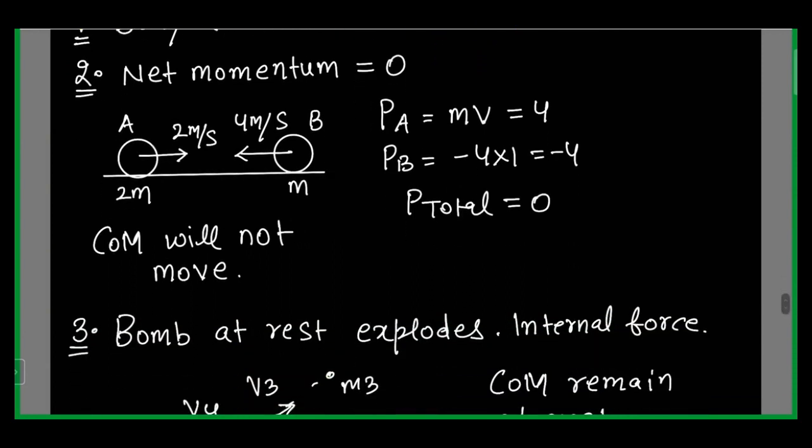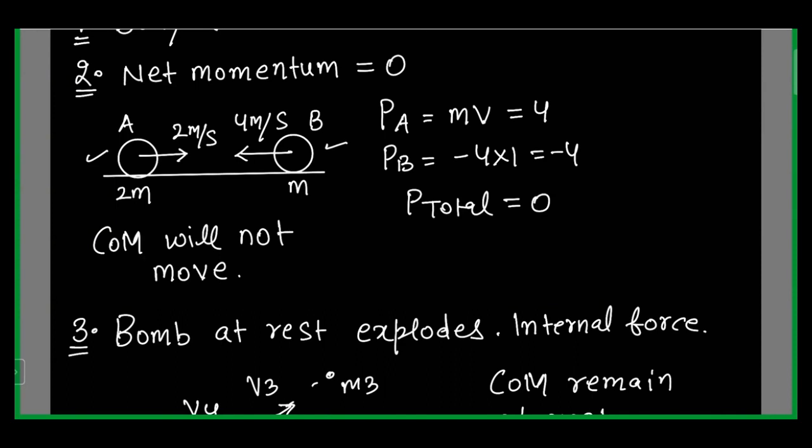The second part is there are two bodies, one is body A and another is body B. Body A has a mass of 2m and body B has a mass of m. Body A is moving to the right with a velocity of 2 meters per second and body B is moving to the left with a velocity of 4 meters per second.